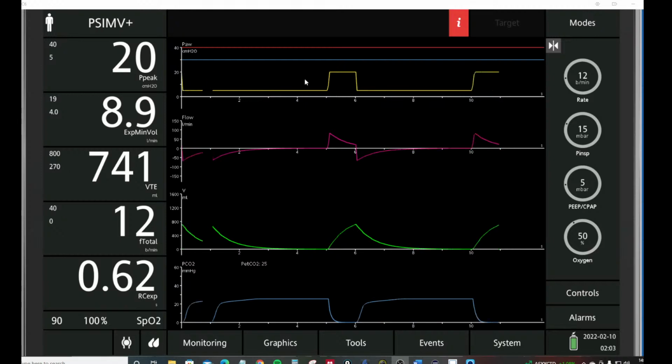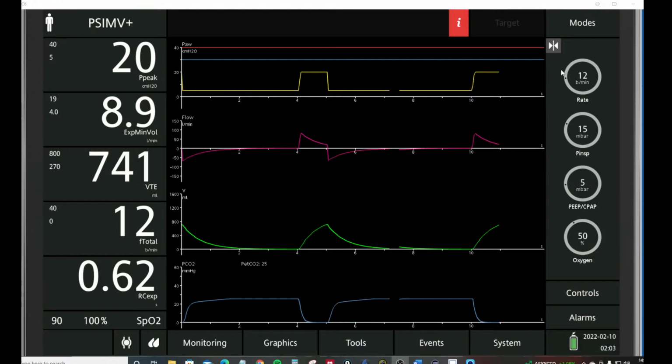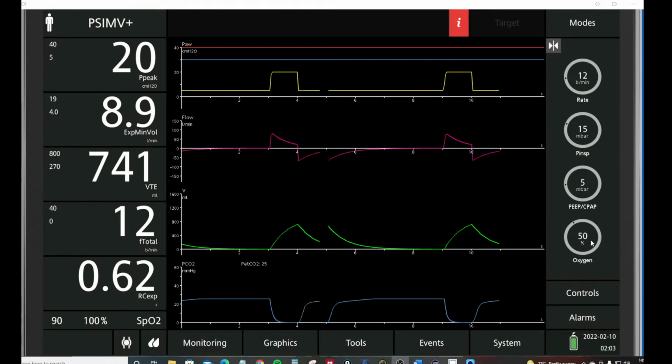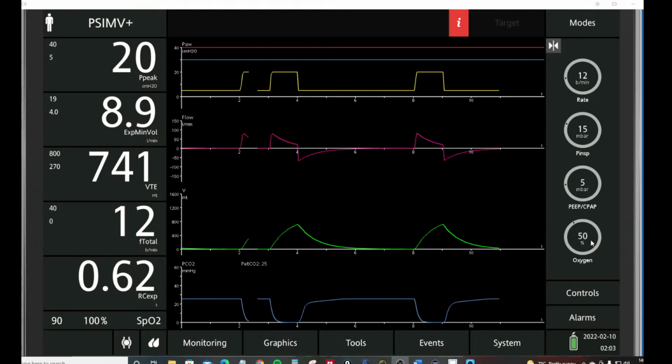So let's start with the settings. So the settings are here down on this side. This is what you actually input as a user into the ventilator to get the ventilator to do what you want it to do. So if we start with the obvious one down at the bottom, that's the oxygen percentage that you are giving your patient. It can clearly go down to as low as 21%, and it can go as high as 100%.